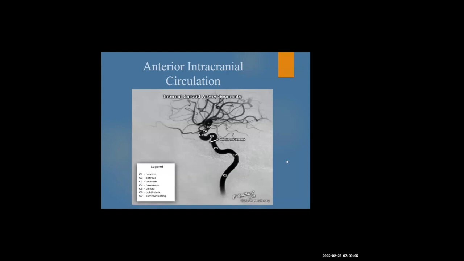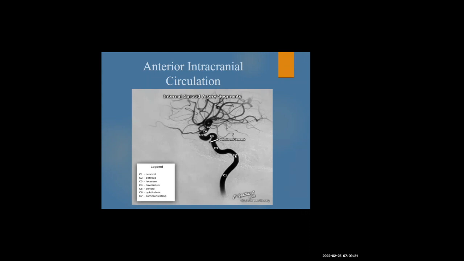So it's the portion of the ICA which extends from the carotid bulb superiorly to the skull base. And the cervical ICA has no vascular branches that arise from it. So that's probably the most important thing to know if you weren't aware of that already. So that's the C1 segment.